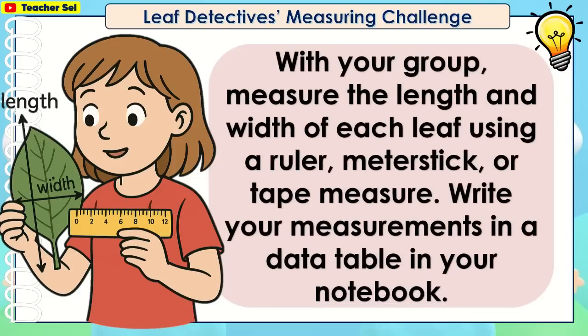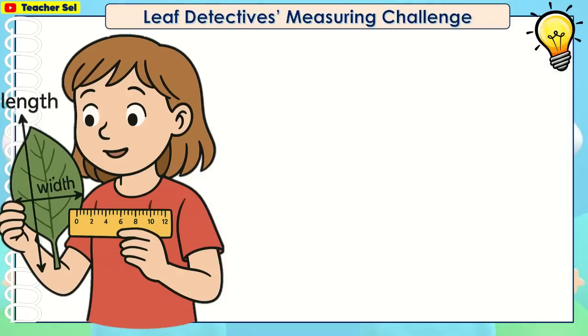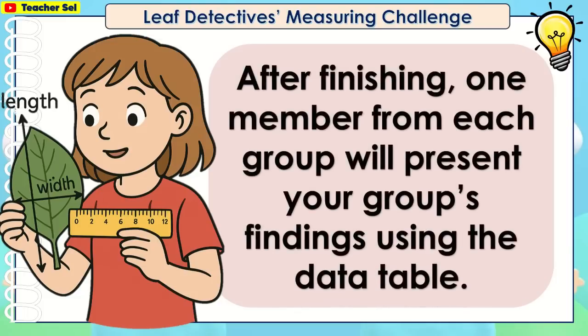With your group, measure the length and width of each leaf using a ruler, meter stick, or tape measure. Write your measurements in a data table in your notebook. After finishing, one member from each group will present your group's findings using the data table.